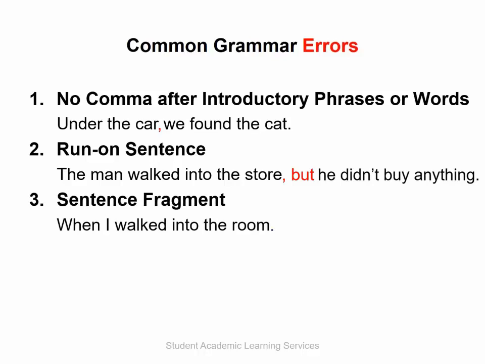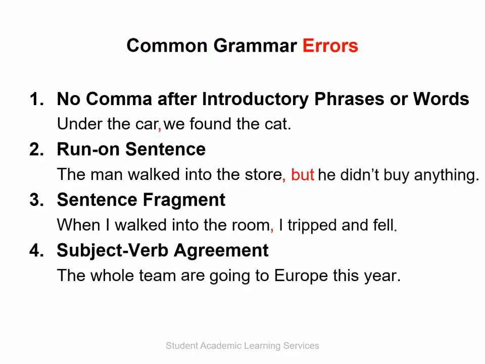A sentence fragment. When I walked into the room, you probably noticed that this is not a complete idea. If the sentence had been, I walked into the room, it would have been fine. But because of the word when, we've added a condition. When I walked into the room, then the reader expects to see what happened. So we add a comma and an independent clause.